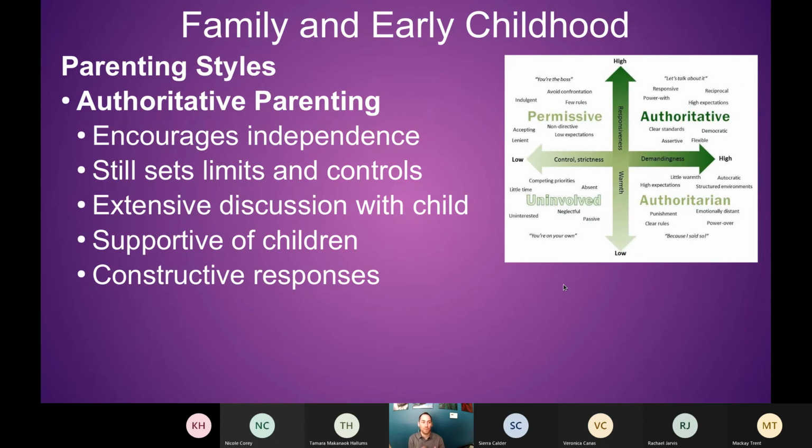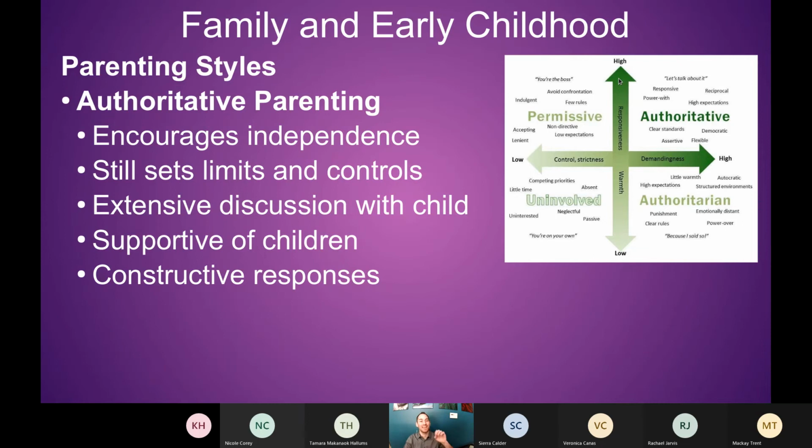So an example of a rule that we have in our house here is don't pull cats' tails. Actually, it's don't touch cats' tails. Neither of our cats like their tails to be touched, so that's the rule. Don't touch the cat's tails. So that is our standard. We're high on demandingness in that way, but we try to be responsive and explain.